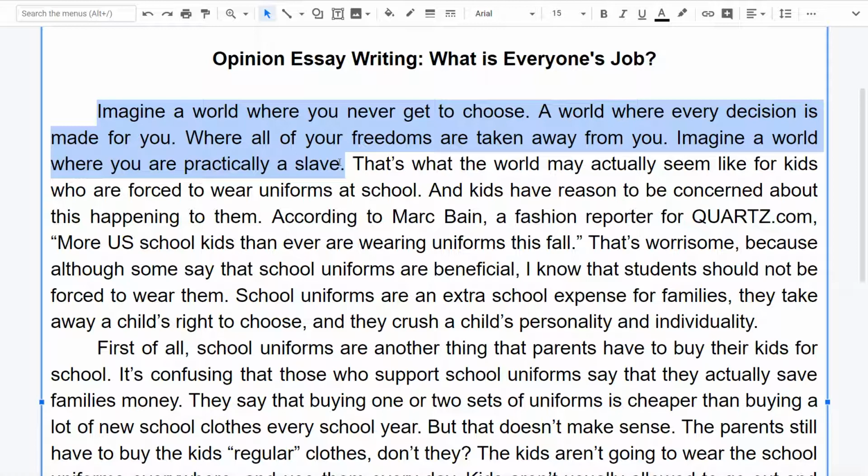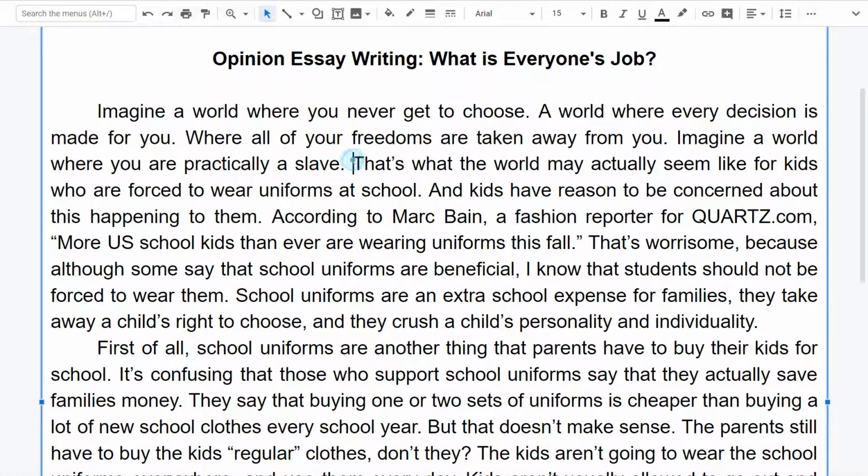And you usually use the tool of using the reader's imagination, or asking the reader some questions that will make them think and make them interested about your topic. So for this one, we use the imagination tool. We ask them to imagine a world where they never get to choose. It makes them a little bit uncomfortable and makes them want to find out what's going on.